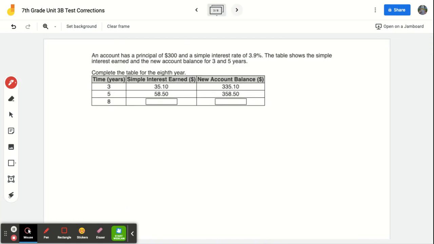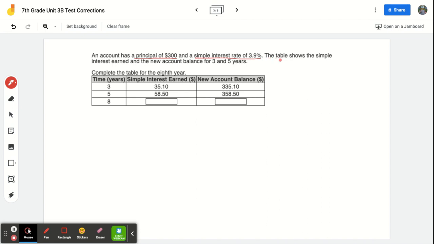All right. Another question here that was pretty tricky for us. An account has a principal balance of $300 and a simple interest rate of 3.9%. The table shows the simple interest earned and the new account balance for 3 and 5 years. So let's just take a look at what we have here. It says, okay, so the principal, so this is how much you put into the bank first. And then simple interest means this is how much money every year your money would earn.